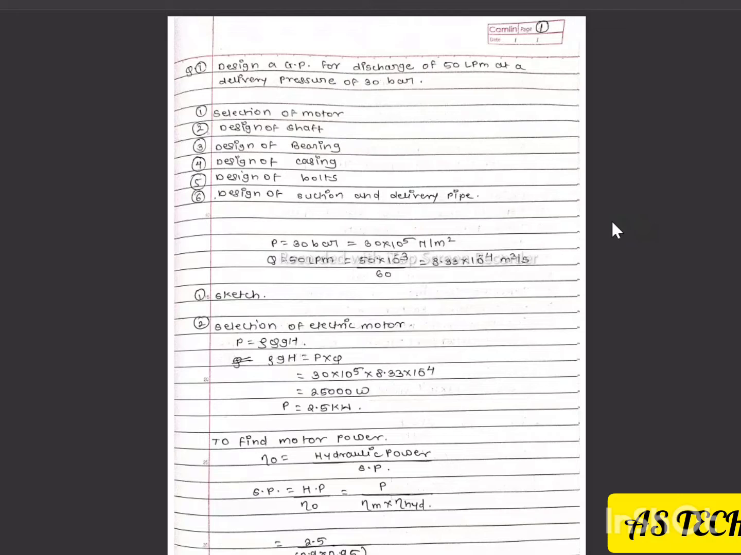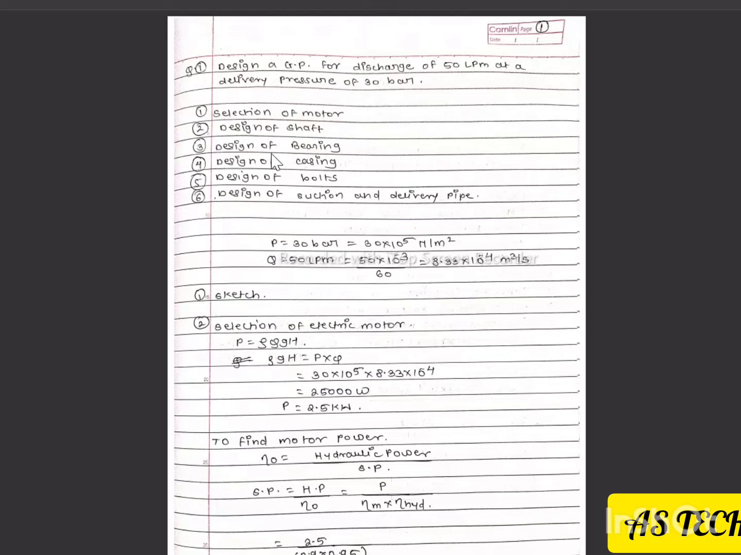Design a gear pump for a discharge of 50 lpm at a delivery pressure of 30 bar. This is a frequently asked question in the Mumbai University examination for 15 to 20 marks, may be asked in question number 4 and question number 5.